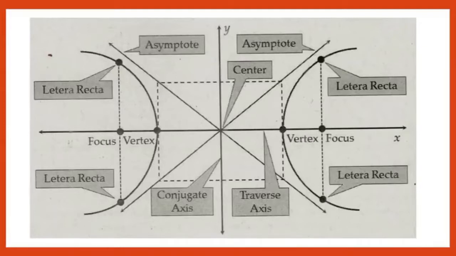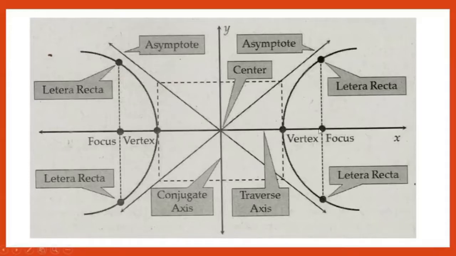We have the center, that is the intersection of the asymptotes of the hyperbola, or that is the intersection of the transverse axis and the conjugate axis. From vertex to vertex, yun yung ating transverse axis. At ang haba nun ay 2a. Okay? Conjugate axis natin from this point up to this point, yun yung length of the conjugate axis, which is equals to 2b.